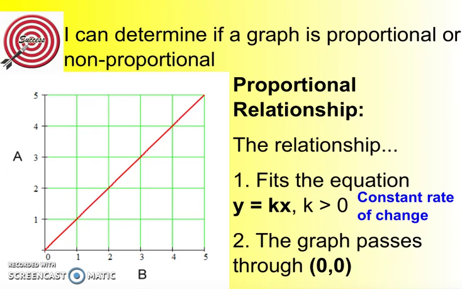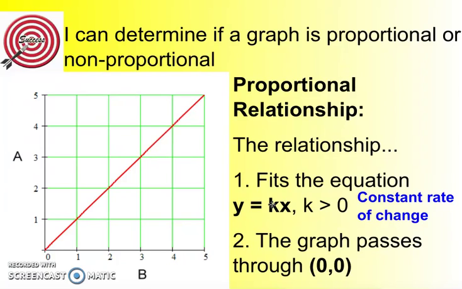First of all, let's talk about what is a proportional relationship. A proportional relationship means that it fits a certain type of equation, and that equation is y equals k times x. It's very similar to when we did slope-intercept form, y equals mx plus b. Well, proportional means that we don't have the plus b. There's no y-intercept, or the y-intercept is 0, and so that's why you can't see it. And the k is usually where our slope is.